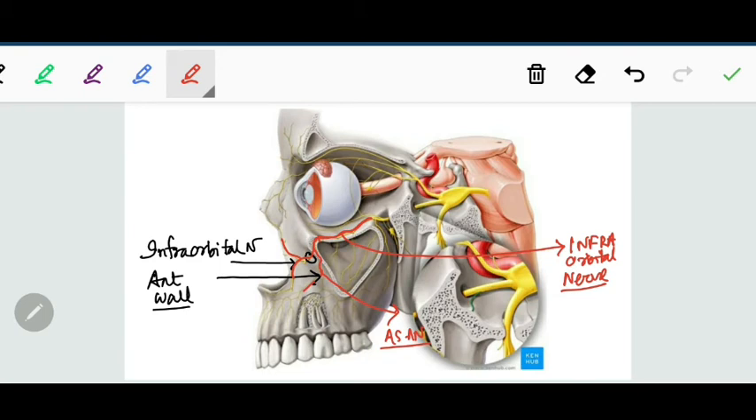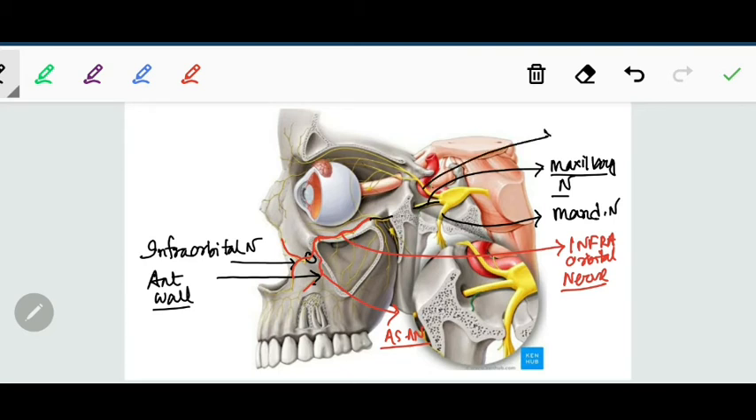This infraorbital nerve is a branch of the maxillary nerve. This is the maxillary nerve, one of the three terminal divisions of the trigeminal nerve. The others are the mandibular nerve and the ophthalmic nerve. So ophthalmic, maxillary and mandibular, these are the three divisions of the trigeminal nerve.